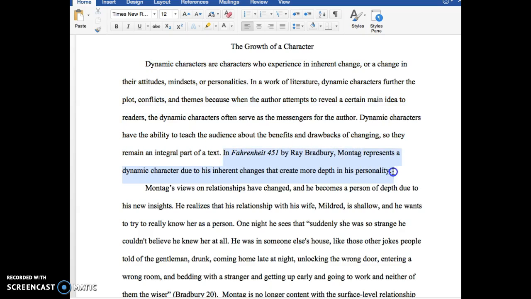Then, the introduction paragraph ends with a thesis statement. In the literary analysis essay, the thesis statement must include the title of the text, the author, and the idea you will write about. Notice that this thesis clearly explains what this essay will be about. In Fahrenheit 451 by Ray Bradbury, Montag represents a dynamic character due to his inherent changes that create more depth in his personality. Again, note that the thesis statement is the last sentence in the introduction.